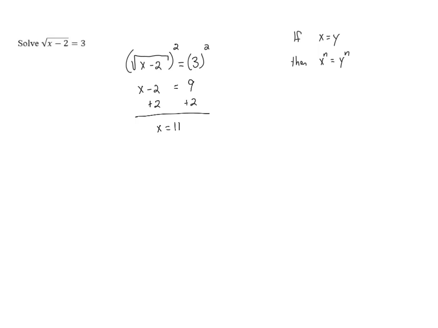But there is one thing that we have to be very careful with. When we square both sides of an equation, there is a chance that doing that will create an extraneous solution. So we will always have to check for extraneous solutions, meaning we will always have to check our solution in the original equation.